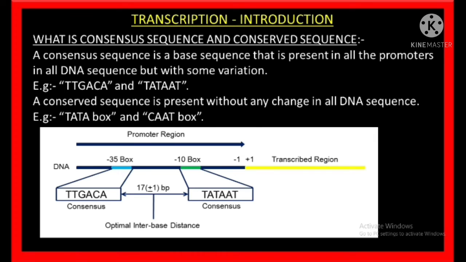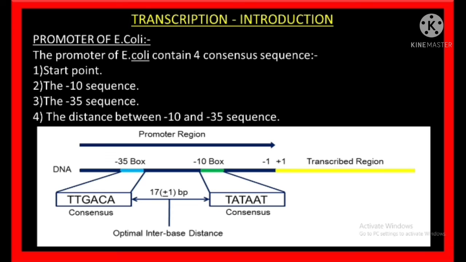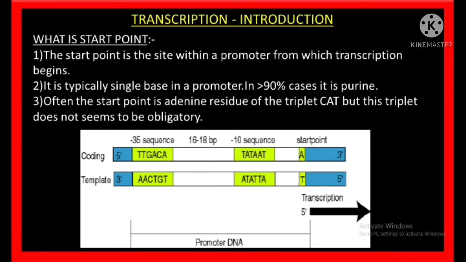And now we will talk about the promoter of E. coli. The promoter of E. coli contains 4 consensus sequences: the start point, the -10 sequence, the -35 sequence, and the distance between the -10 and -35 sequences. So now we will talk about the start point.